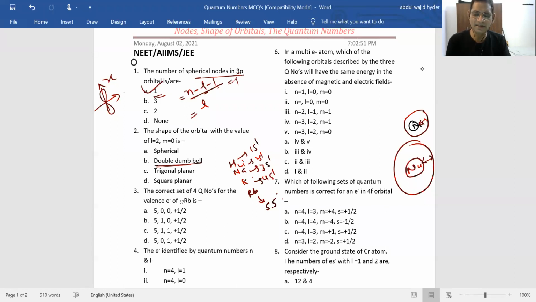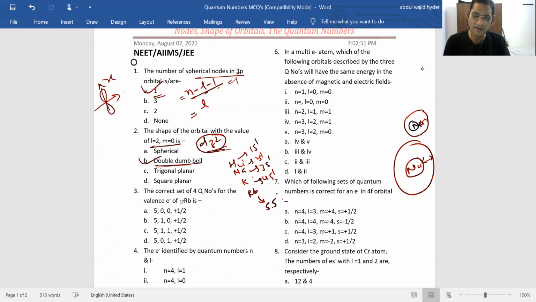And in the second case, this is dz square. So d orbitals are double dumbbell shaped, but dz square is donut shaped. But here the donut is not there. So obviously what you will be writing is double dumbbell shaped. Now see what I'm talking about.